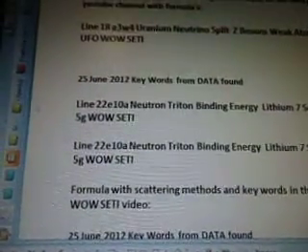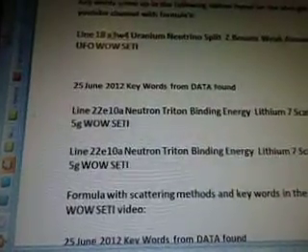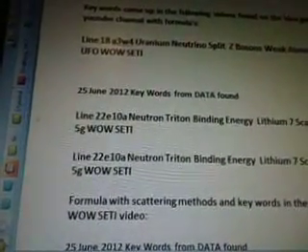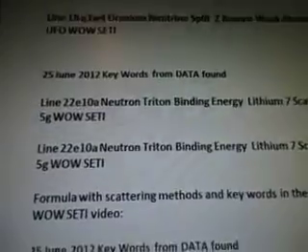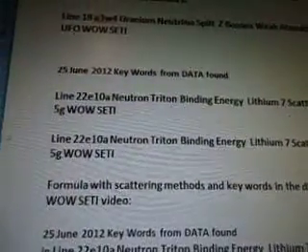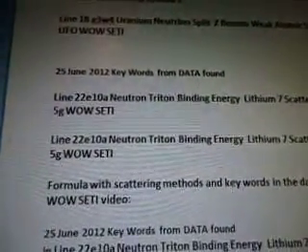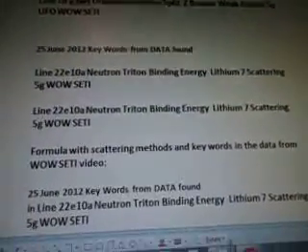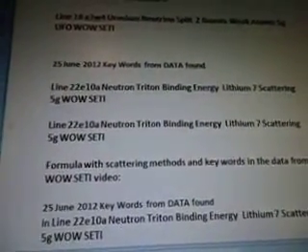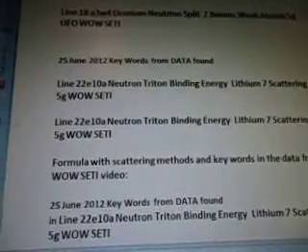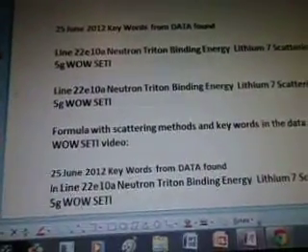On the 25th of June 2012, the keywords from the data found. Okay, today's September 17th, but this is the data back from June 2012, okay? So line 22E10A, neutron, triton, binding energy, lithium-7 scattering, 5G WOW SETI. These are the titles of the videos you need to look for.